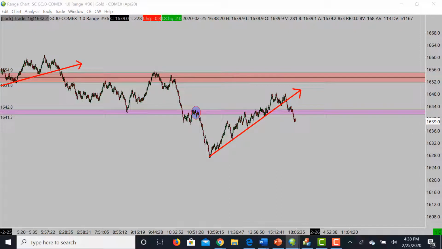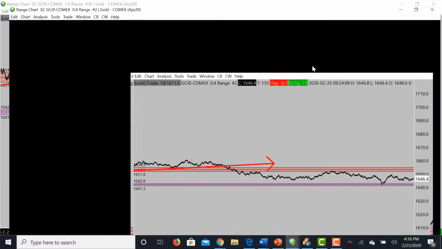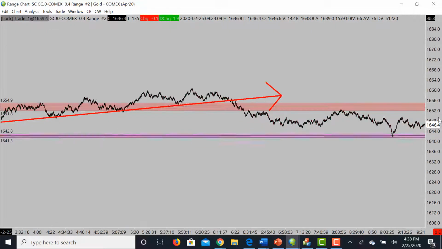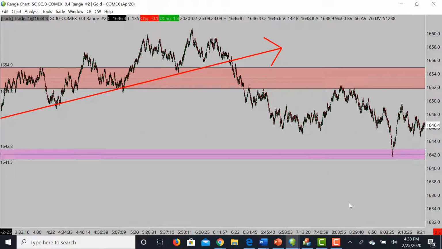Let's take a look at a 4 tick real quick so we can get a little bit of a better understanding of what's going on in this market, right? So this is where we're at. Let me see if I'm at the right area here.